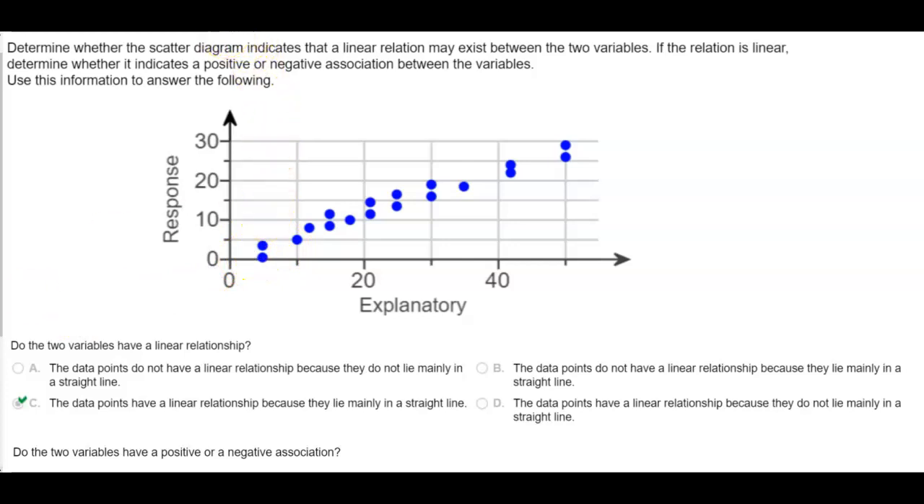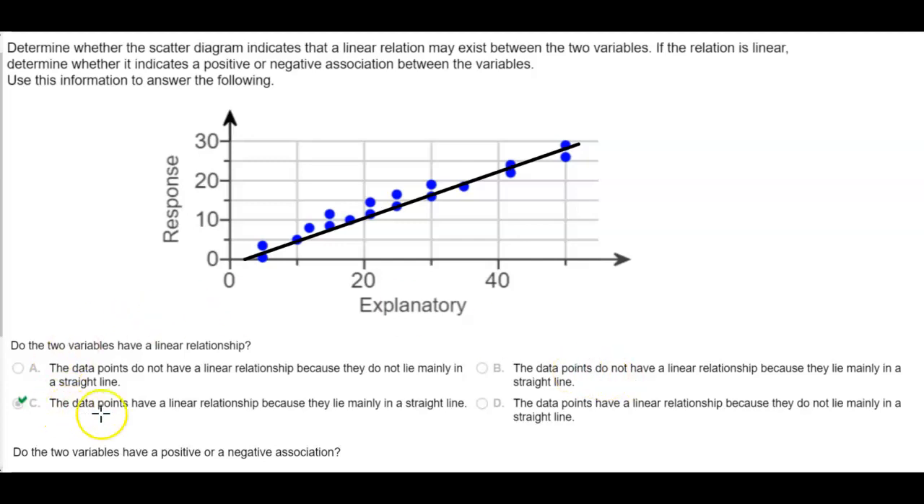So if we wanted to create a straight line through these points, we could do that by doing something like that, right? So even though not all the points connect to make a straight line, we can see that it can possibly generate one. In part B, it says that data points do not have a linear relationship because they lie mainly in a straight line. That's not true.